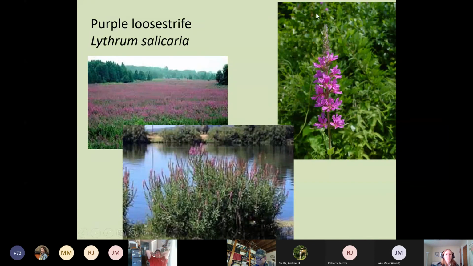So purple loosestrife flowers in late summer. We're talking, you know, late July or August. And it has these spikes of pink to purple flowers. It can sometimes be confused with fireweed, but the flowers are smaller on purple loosestrife, and the leaves on purple loosestrife are opposite or whorled. And yeah, so overall, just a different shape to the flowers and plant form. As I said, this is a wetland plant, so less likely, unless you're in a riparian forest, to be a target species for our program.